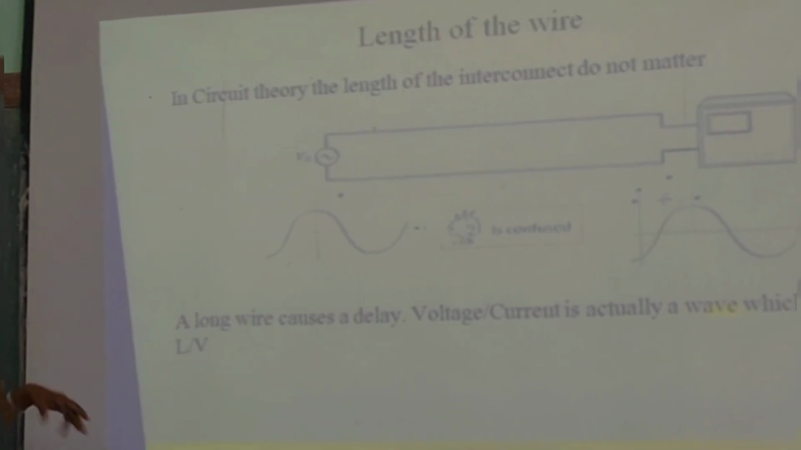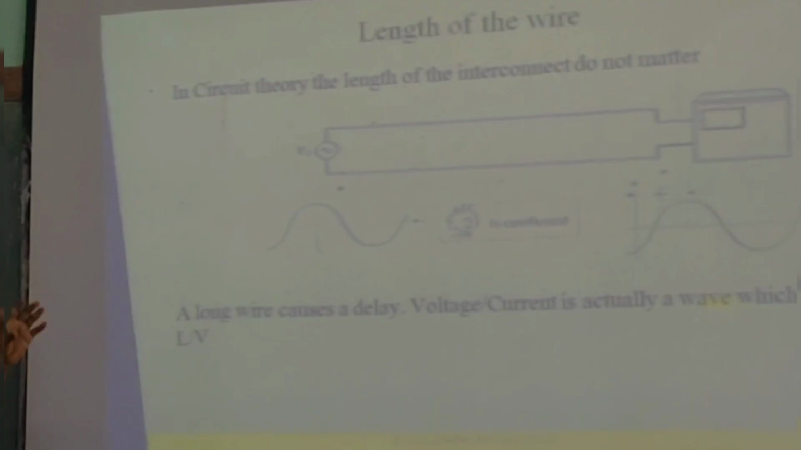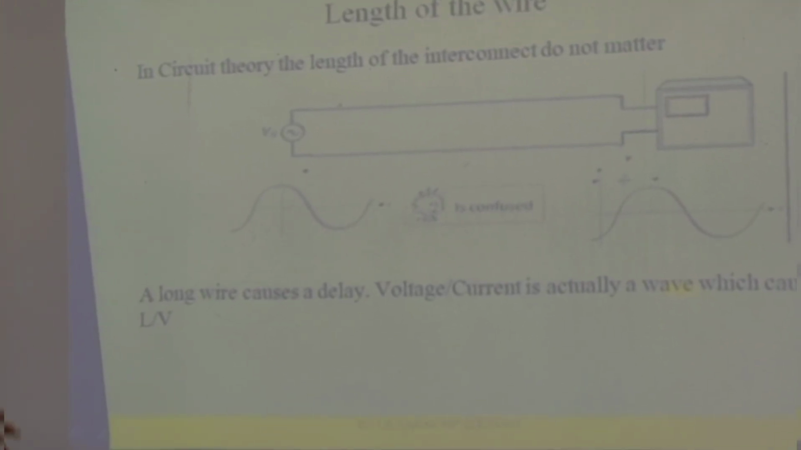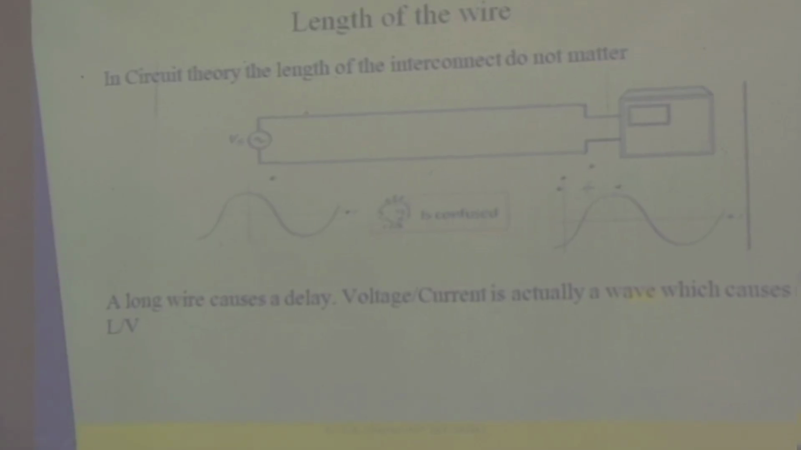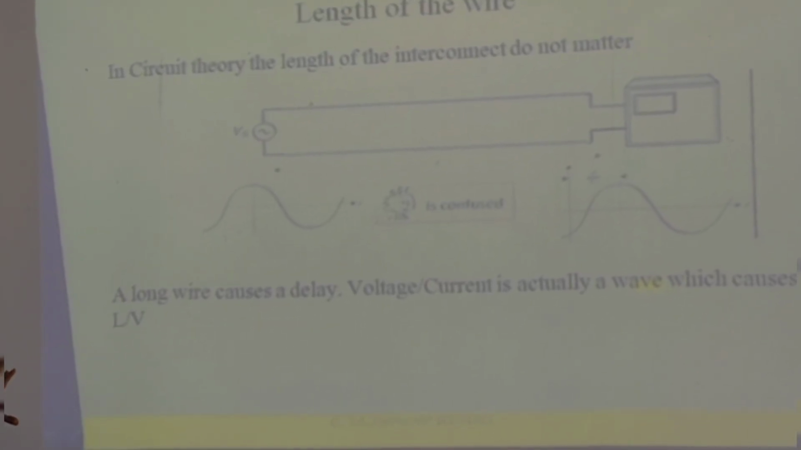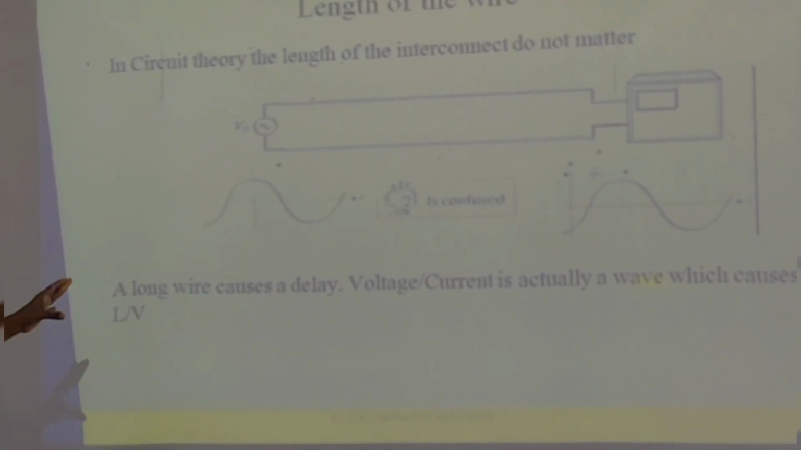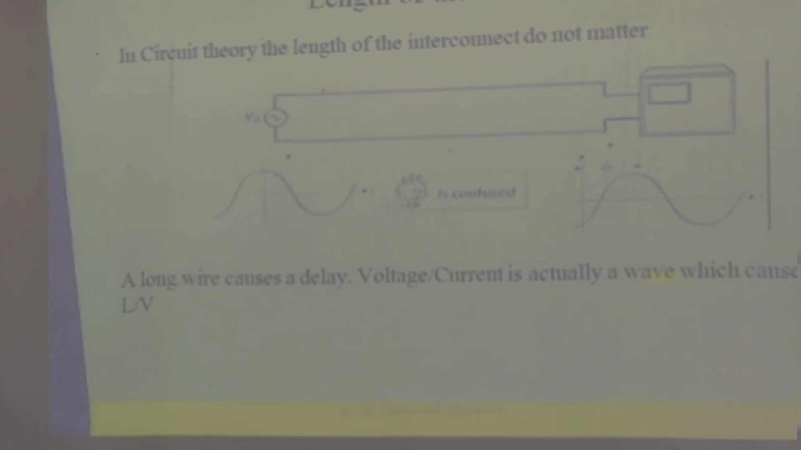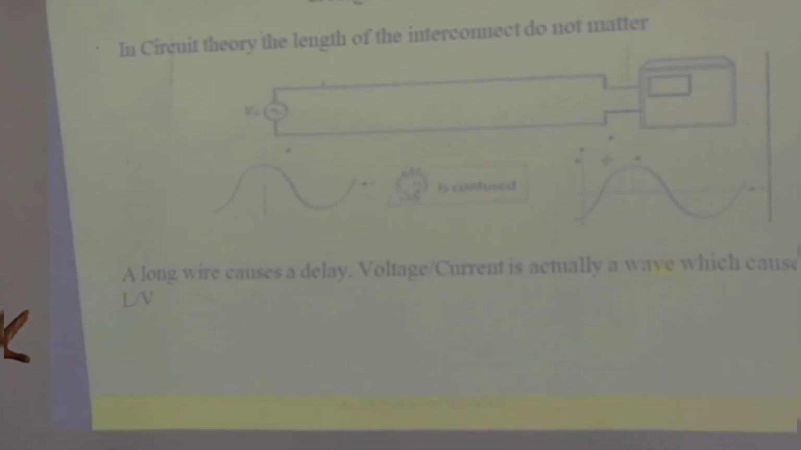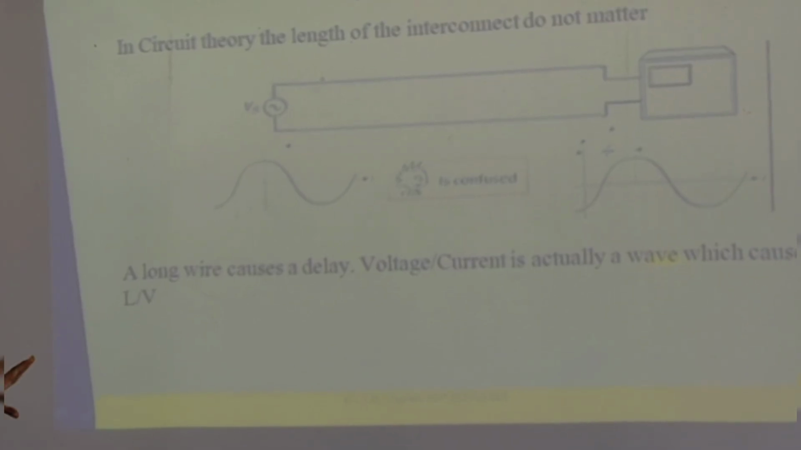Now the length of the wire is not taken into account in circuit theory. Now these two wires are connected to a signal source. There we have got the oscillator. So as a circuit person, what they will say is, whatever voltage, 5 volts, is there at the input, that will be at the output. So when coming to the EM type, it is a little bit confusing.